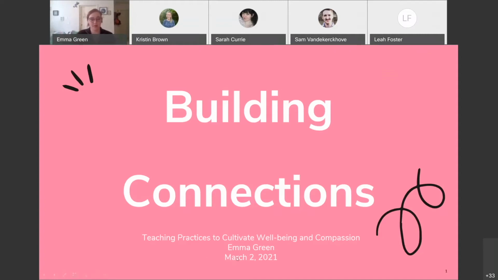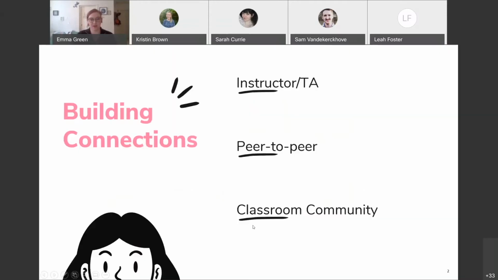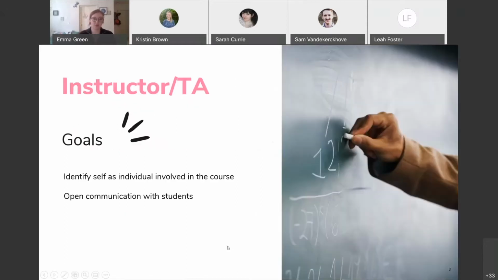So what I'm going to be focusing on are the connections that you can build as an instructor and or a TA, connections that you can help your students build through peer-to-peer, and then an overall classroom community. So the first thing that I'm going to talk about is the instructor and TA connections.